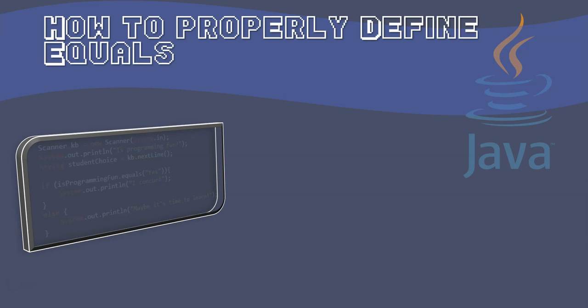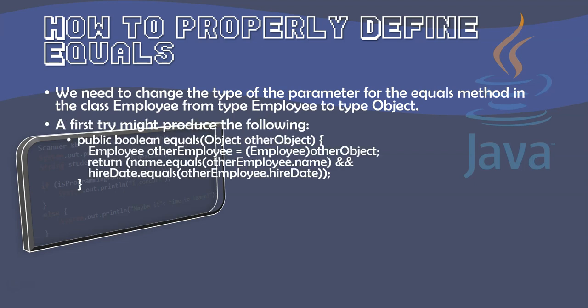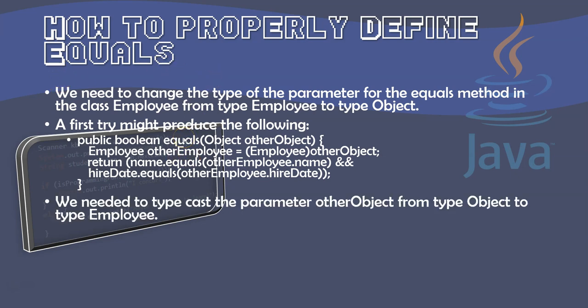So let's get into how to properly define equals. We first need to look at how to change the type of the parameter for the equals method in the class employee from the type employee to the type object. Well, our first try might look very similar: public boolean equals other object, employee other employee equals other employee object, return name dot equals other employee dot name, and hire date dot equals other employee dot hire date. This is a good first attempt here. We're just saying, hey, let's change that base type a little bit. We'll create an employee object inside of this, and we're going to go from there.